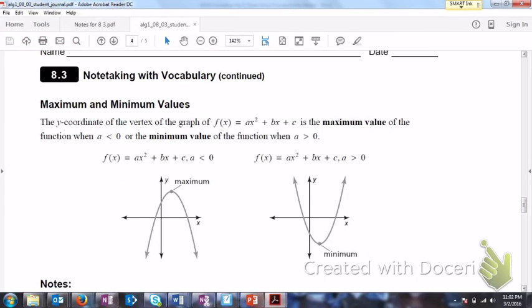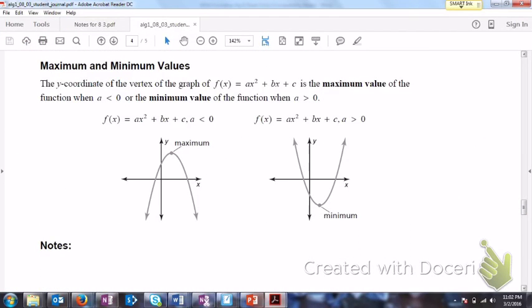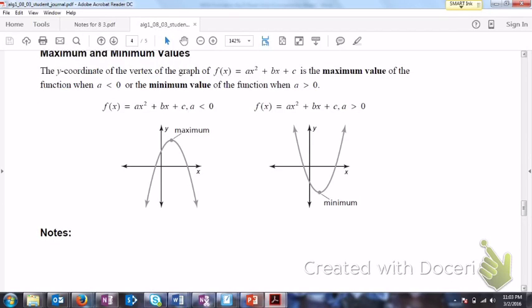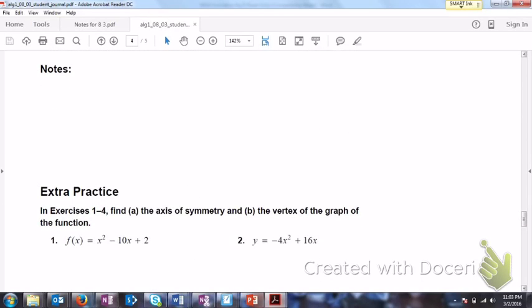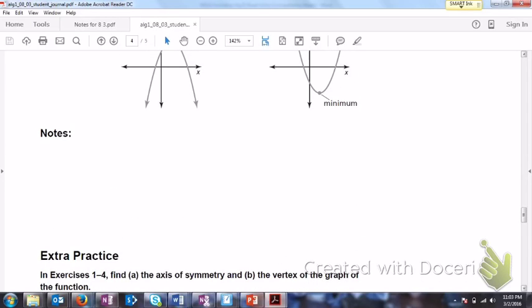Let's look next at talking about maximum and minimum values. So we'll go ahead and flip the page, maximum, minimum values. The y-coordinate of the vertex of the graph is the maximum value if a is less than 0, and it's the minimum value if a is greater than 0. We talked about that. So how would we actually do this? Well, let's do a couple examples here in your notes section right there. Find the maximum, minimum, okay? Find max or min.